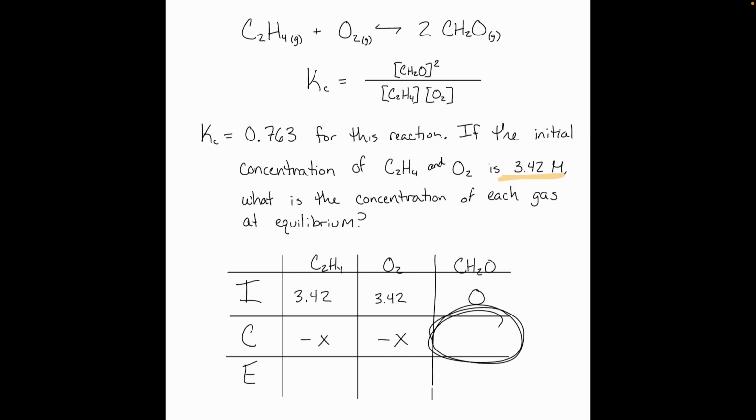And what about this box? What goes here? Plus 2X, right? It's a product, so it's going to be plus, and it's got that stoichiometric coefficient of 2, so it's going to be plus 2X. And it's saying the same thing as our balanced chemical equation. For every one oxygen molecule that reacts, I get 2 of these products. That's what our change box is saying as well.